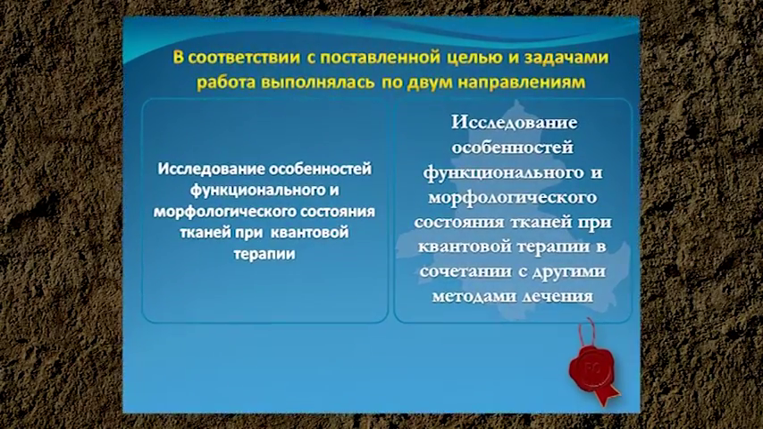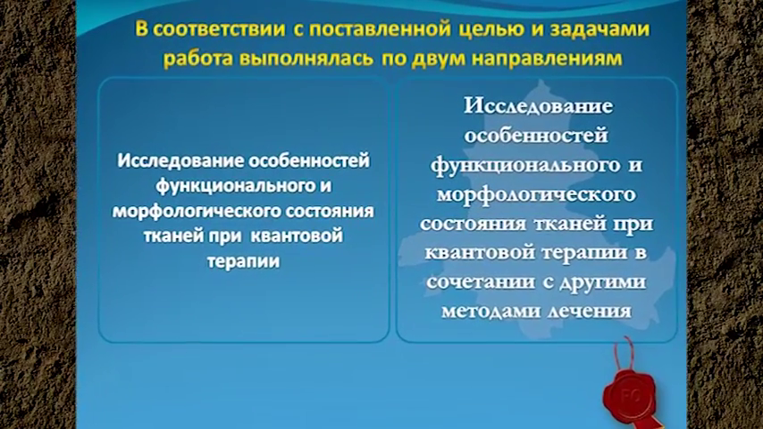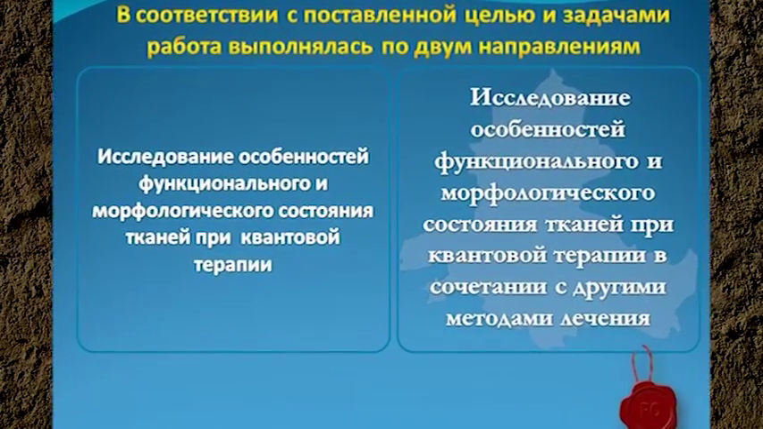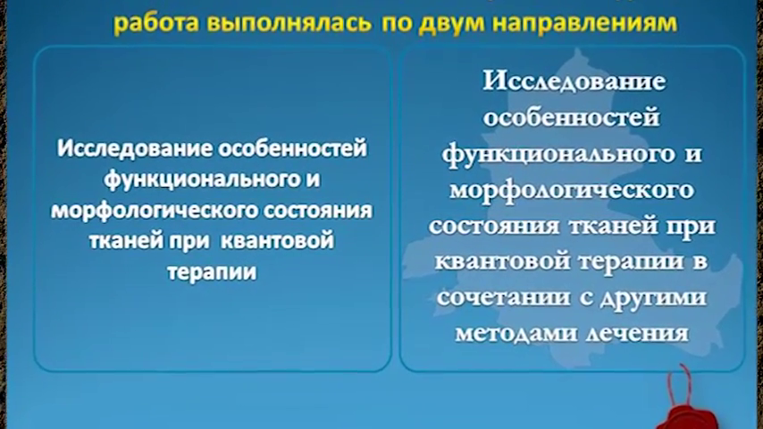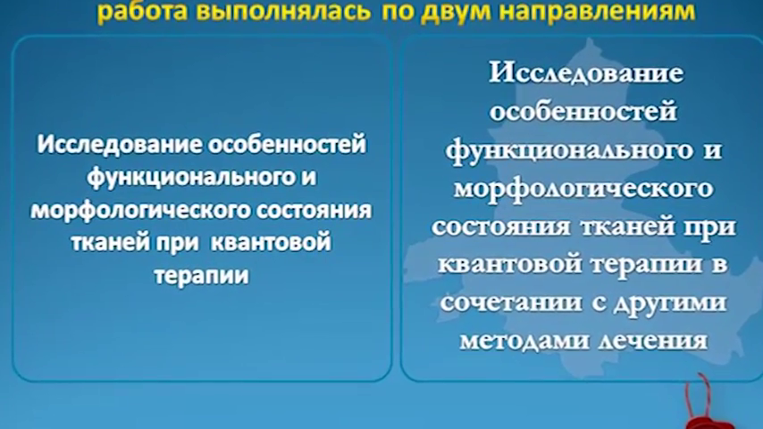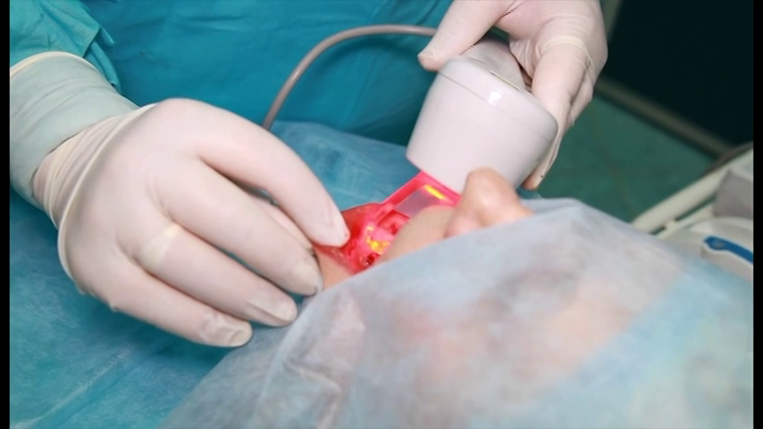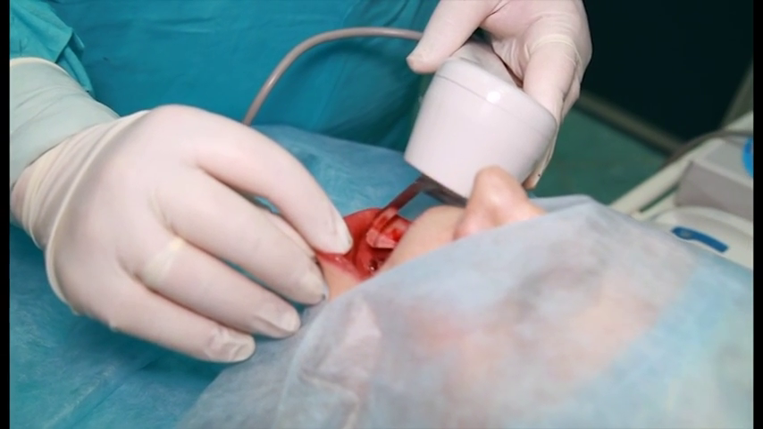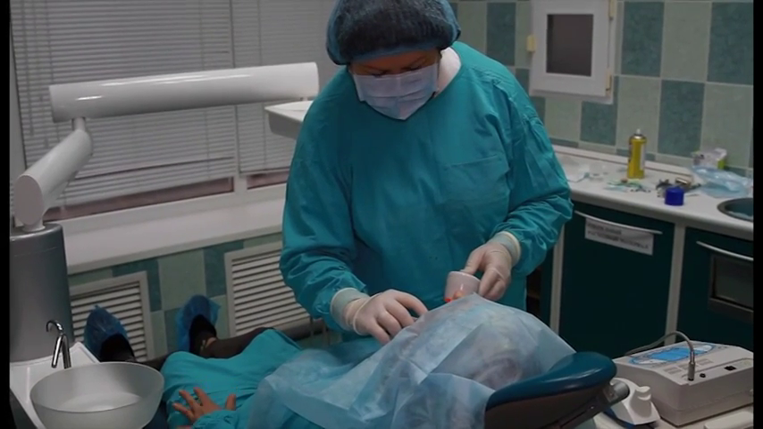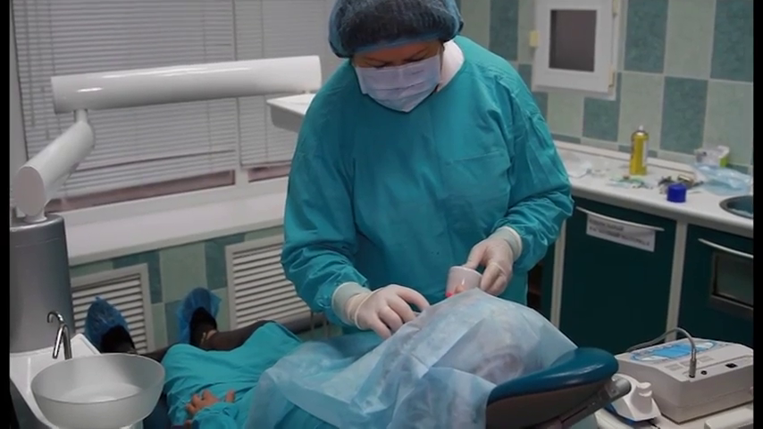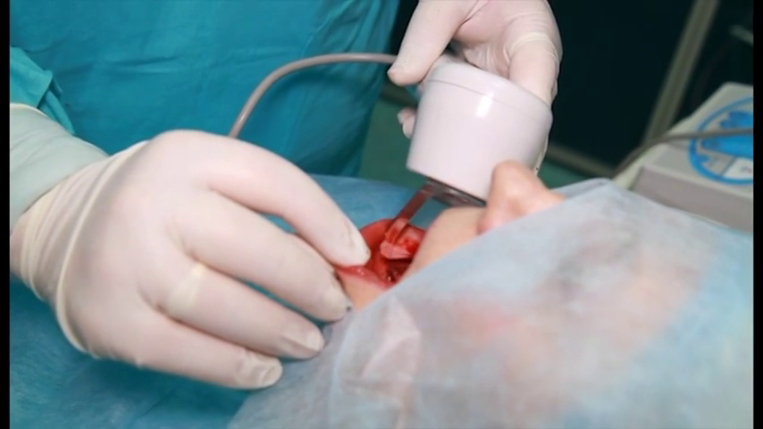As consistent with the target goal and set tasks, the work was carried out in two ways. Investigation of the functional and anatomical state of tissue characters induced by quantum therapy. Investigation of the functional and anatomical state of tissue characters induced by standard treatment. The present study was carried out on a Richter IV device, taking into account its most important clinical properties of electromagnetic radiation, analgesic action, improvement of tissue trophism, improvement of tissue structure microcirculation in superficial and deep layers.